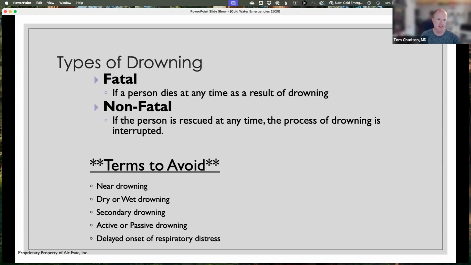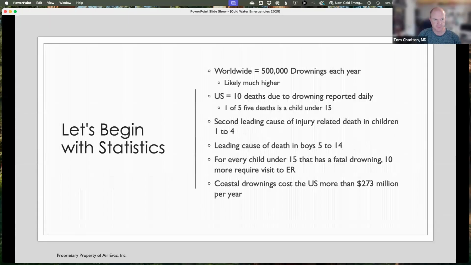What we want to avoid, though, is some of the stuff that you hear in the media and the layperson vernacular: near drowning, dry or wet drowning, secondary drowning, active or passive drowning, and delayed onset of respiratory distress. None of those adequately describe any of the physiology that's going on. There really isn't any sort of thing such as a secondary drowning or a dry or wet drowning. By definition, they're all wet, and we shouldn't use terms like that. It's really fatal and non-fatal.